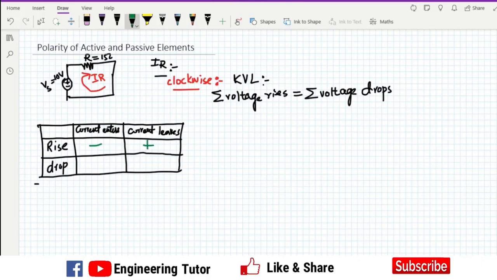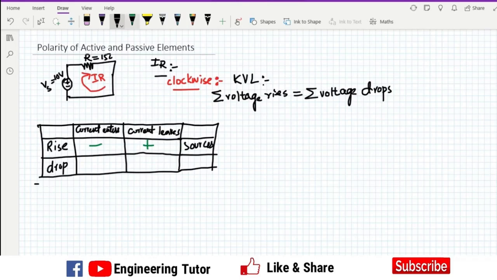this is called the voltage rise. Voltage always rises for the power sources, voltage sources and current sources. These are the voltage rising devices.